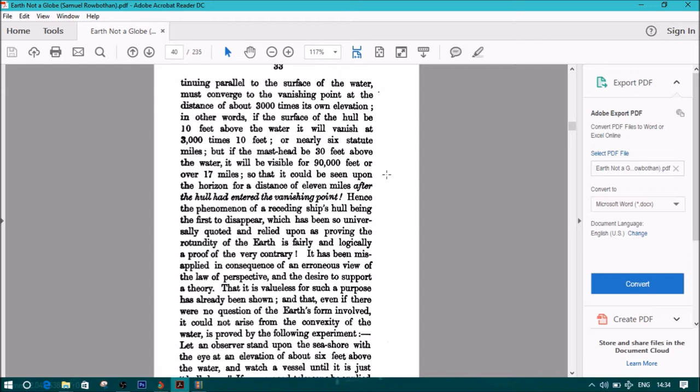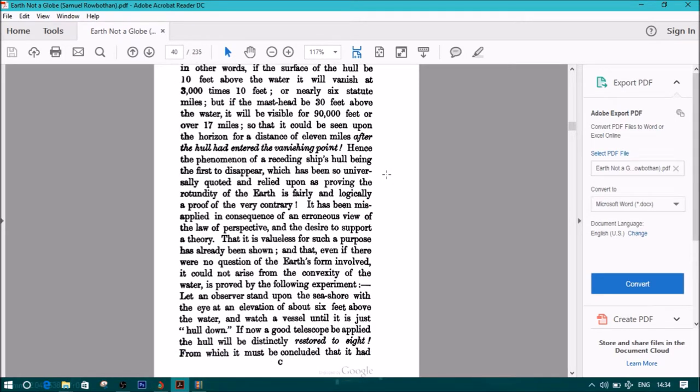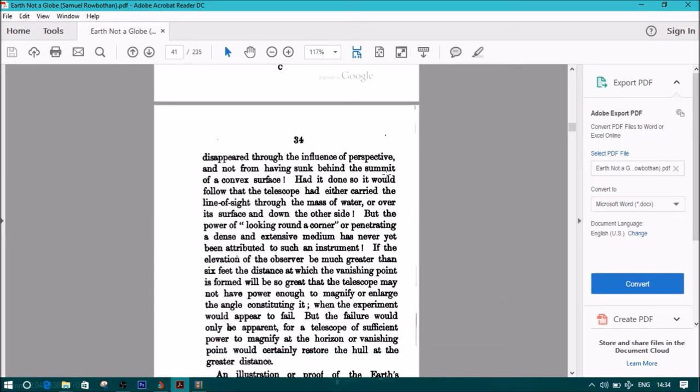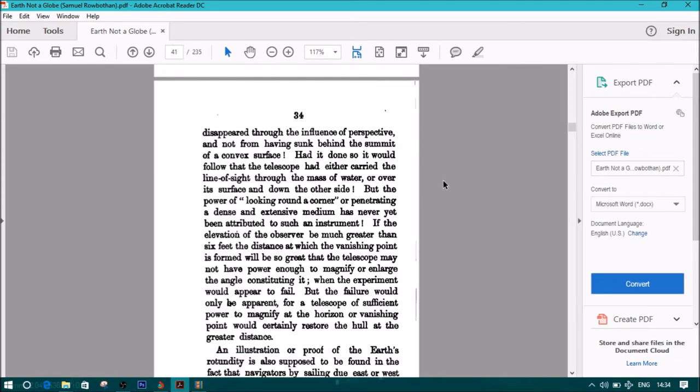That it is valueless for such a purpose has already been shown, and that even if there were no question of the Earth's form involved, it could not arise from the convexity of the water, is proved by the following experiment. Let an observer stand upon the seashore with the eye at an elevation of about 6 feet above the water, and watch a vessel until it is just hull down. If now a good telescope be applied, the hull will be distinctly restored to sight, from which it must be concluded that it had disappeared through the influence of perspective, and not from having sunk behind the summit of a convex surface. Had it done so, it would follow that the telescope had either carried the line of sight through the mass of water, or over its surface and down the other side.